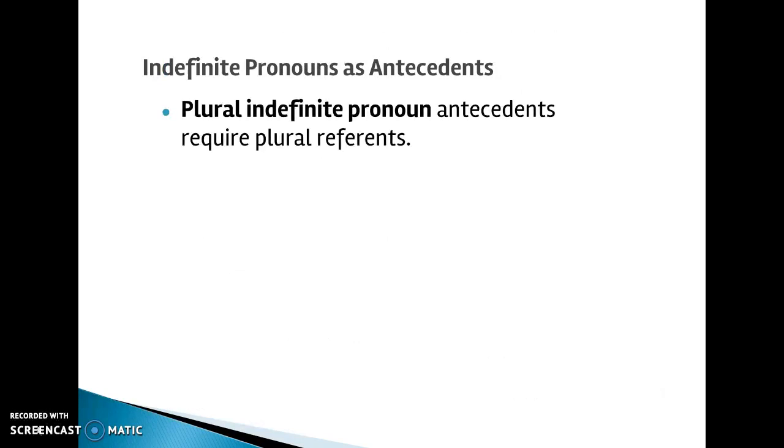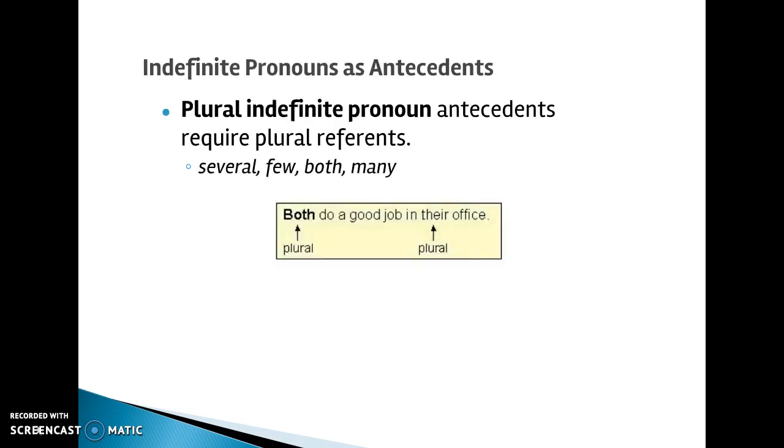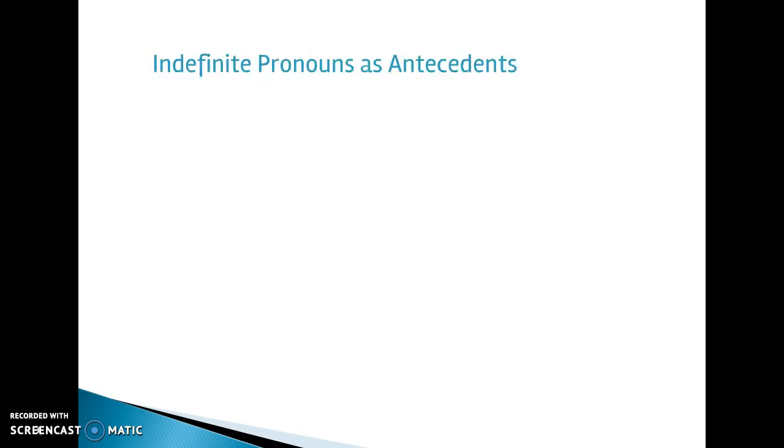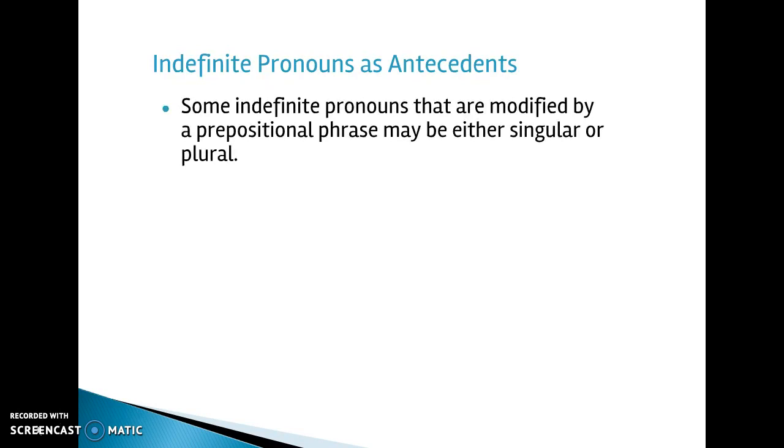With plural indefinite pronouns, the rule is easy because they just take plural reference. The gender identity of the reference doesn't affect that because it's plural. So several, few, both, and many, those are always going to take plural pronouns. Both do a good job in their office. Plural indefinite pronouns as antecedents require plural reference. So we just talked about that. Okay, so indefinite pronouns as antecedents.